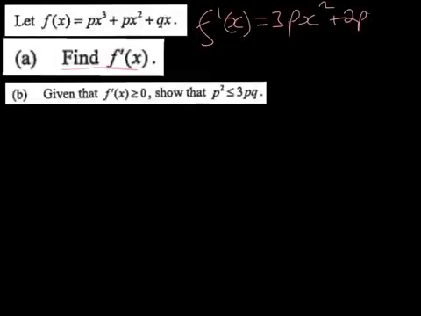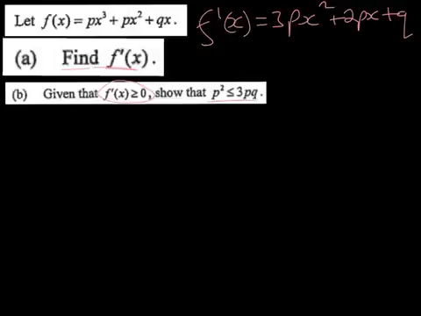The first part of question 2 was fairly straightforward. It's just a simple differentiation question. So we're asked to find f dash of x. Up here we're given f of x equals px cubed plus px squared plus qx. So we should just be able to look at this and say that the derivative of each of those is going to be 3px squared plus 2px plus q.